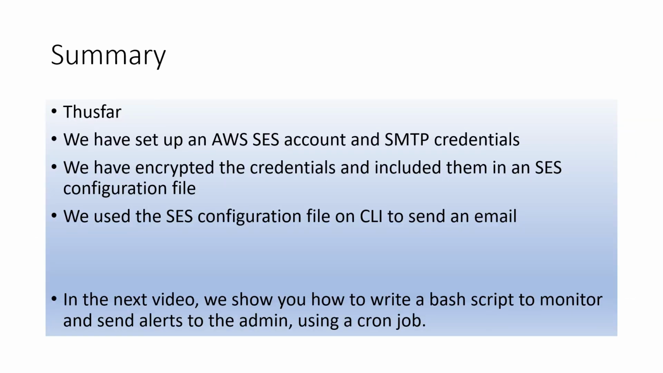Just to summarize, we've set up an SES account and SMTP credentials. We encoded those, included them in an SES configuration file, and then used that file on the command line interface, the CLI, to send an email. In the next video, we're going to take it a stage further and show you how to write a bash script and monitor and send alerts to the admin using a cron job to detect whenever new comments or queries come in from web forms.